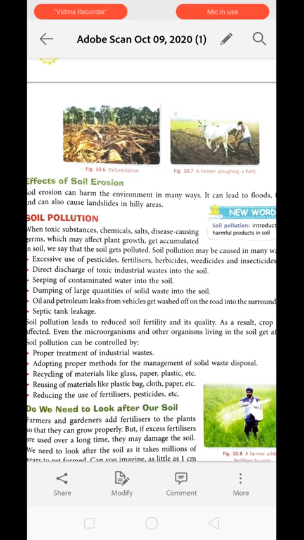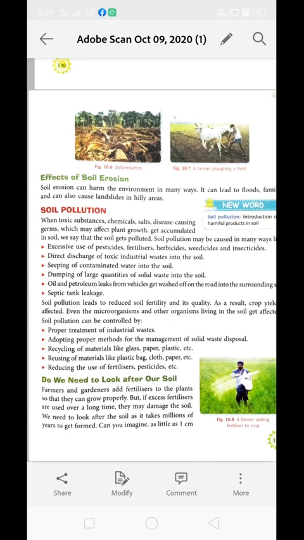Soil pollution leads to reduced soil fertility and quality. As a result, crop yield is also affected. Even the microorganisms and other organisms living in the soil get affected. When the soil is polluted, the nature of the soil changes, and the new nature of the soil is not suitable for microorganisms to live in. If the microorganisms die or decrease in number, the soil's self nutrient recycling process will slow down, and then the soil will not have a large amount of minerals.